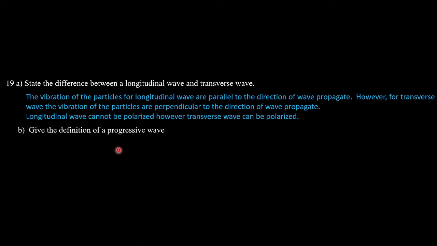Okay. B. Give the definitions of a progressive wave. So when we talk about progressive wave, means the waves are in motion, which the motions have the directions. So how do you write the definitions? You have to write the wave whose wave profile moves in the direction of wave propagation. So the keywords are the wave moves, wave profile moves, and the directions of the wave propagation.